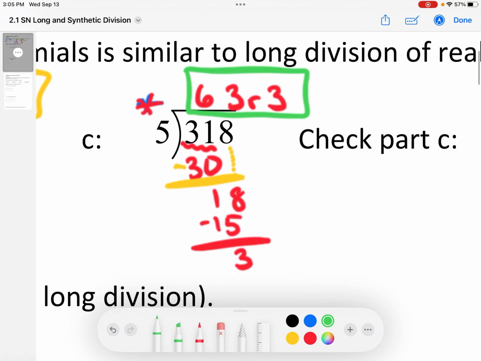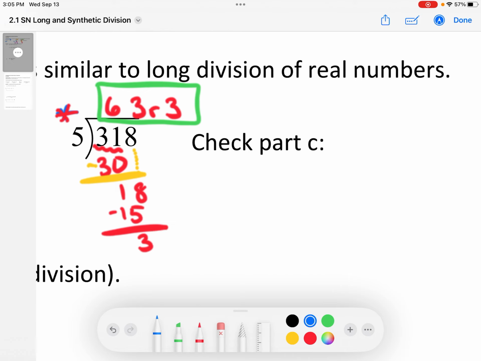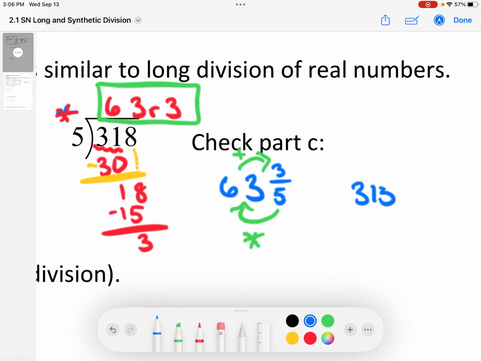Now, to check this, we want to think of this in its mixed number form. That is 63 and 3 over 5. And so to check that, we create that improper fraction. So we multiply 5 by 63, and then we add the 3. So 5 times 63 is 315. Add the 3, that is 318, which is what we were dividing into, so we're good here.